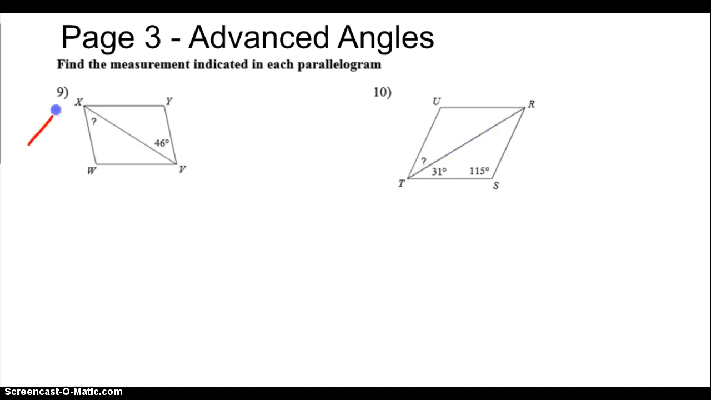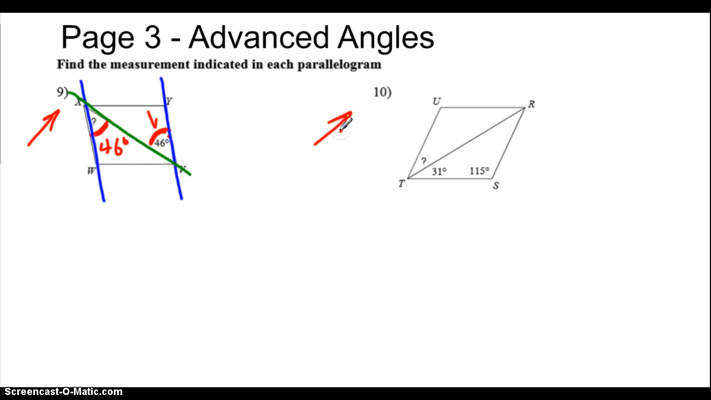Okay, let's look at number 9 here. We're given that this is 46 degrees, and we need to figure out what this question mark angle is. Remember that a parallelogram has 2 pairs of parallel sides. So this side and this side are parallel, and this diagonal cuts through them like that. Now, if you remember from the beginning of the year, this looks like 2 parallel lines with a transversal cutting through it. And actually, it is. And these 2 angles that we're dealing with, the 46 degrees and the question mark, look like alternate interior angles. And if you remember, alternate interior angles are congruent. So if this is 46 degrees, this is also 46 degrees. So the question mark is 46 degrees.